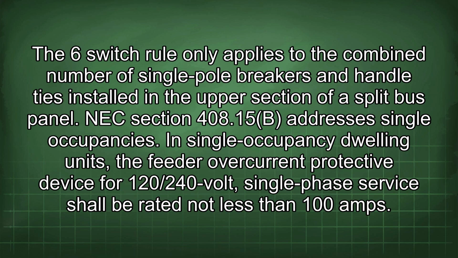NEC Section 408.15b addresses single occupancies. In single-occupancy dwelling units, the feeder overcurrent protective device for 120/240 volt single-phase service shall be rated not less than 100 amps.